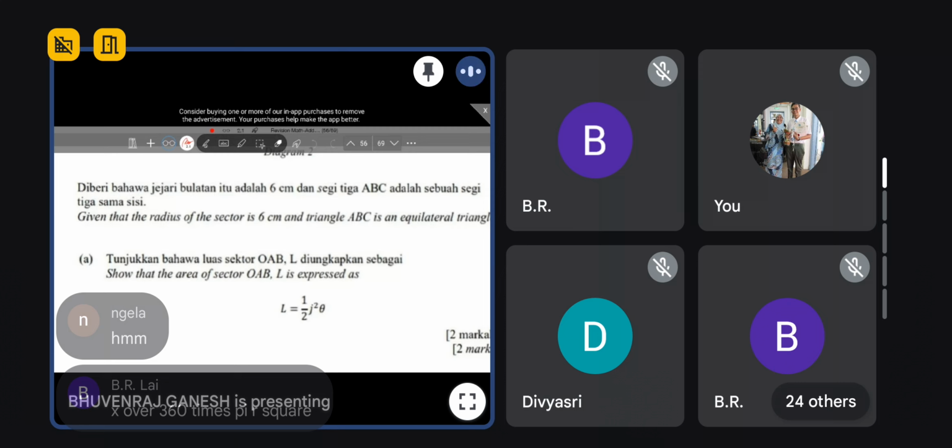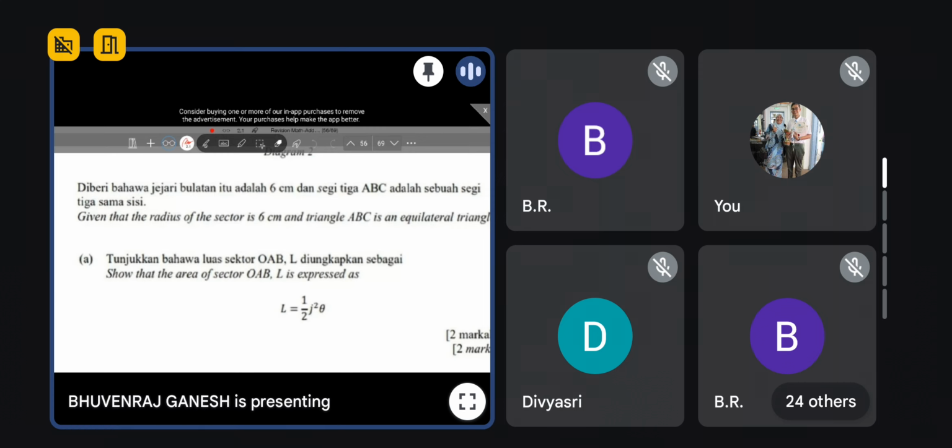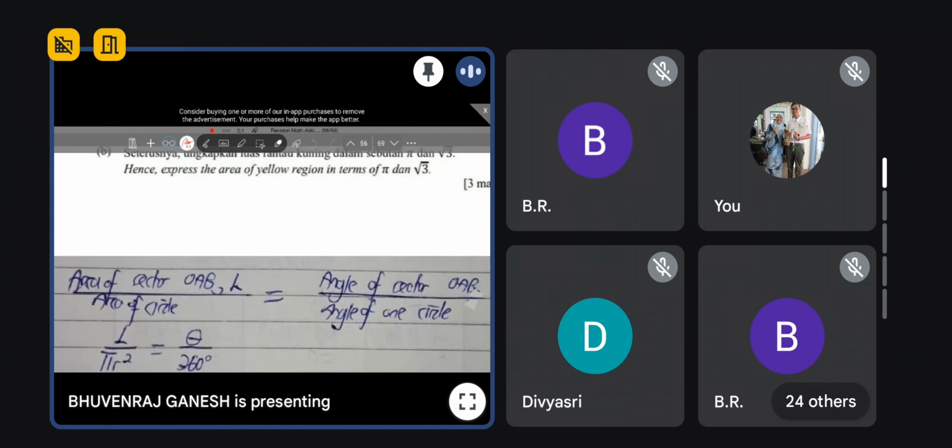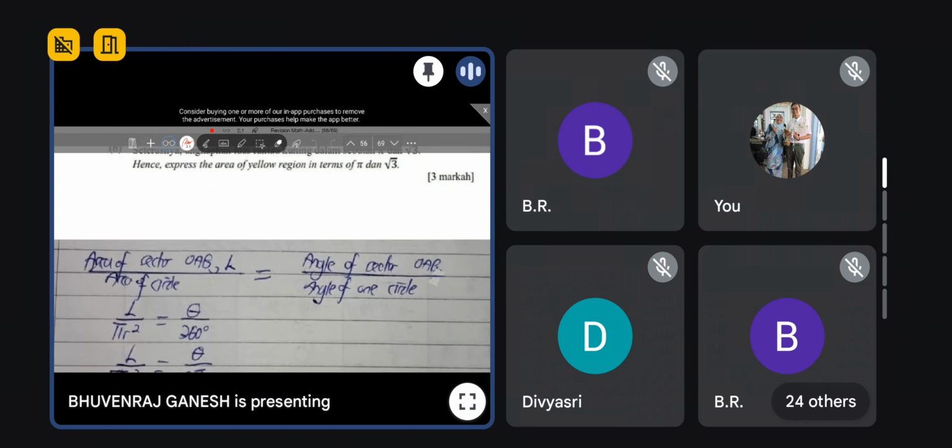X over 360. Yes, Warren, correct. Actually, we will use theta. We won't use X. Okay, angle, we will always use theta. But your idea is correct already. Okay, so guys, basically, how to prove this is, you are going to use this formula.